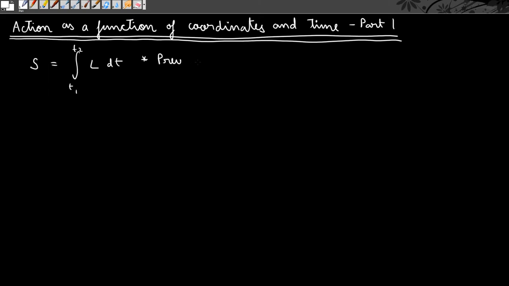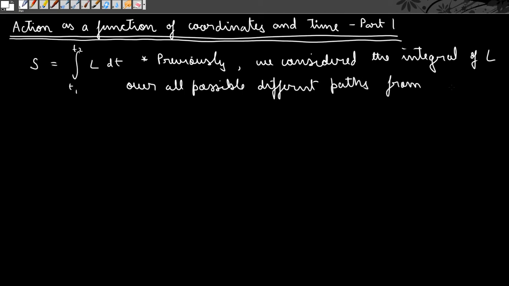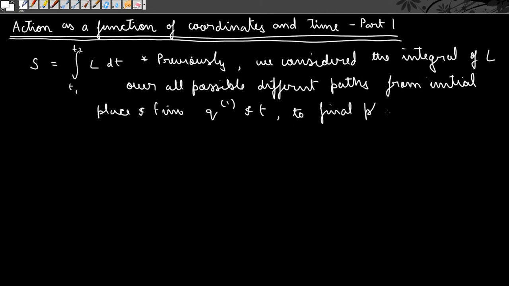So previously we considered the integral of L over all possible different paths from initial place and time, which I'm going to denote as q1 and t1, to final place and time, which I'm going to denote by q2 and t2.